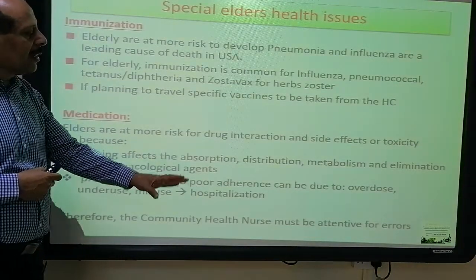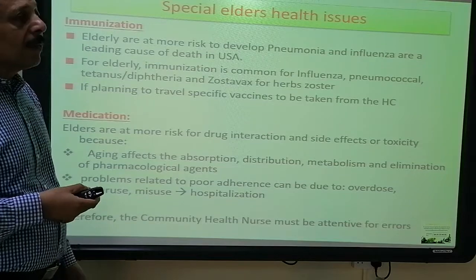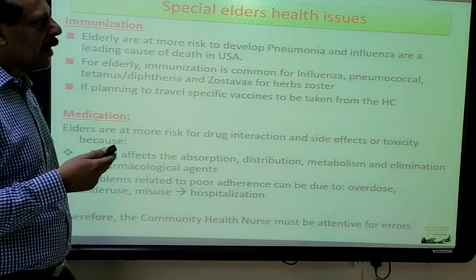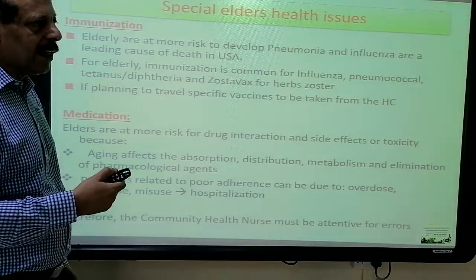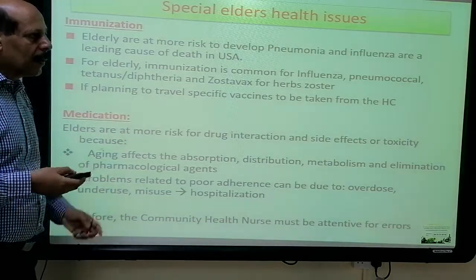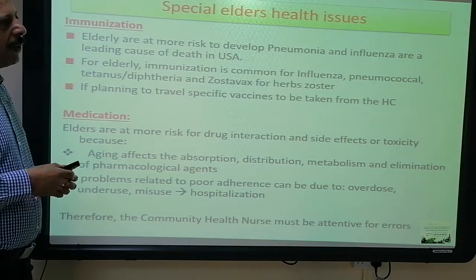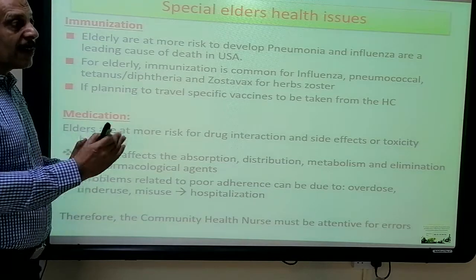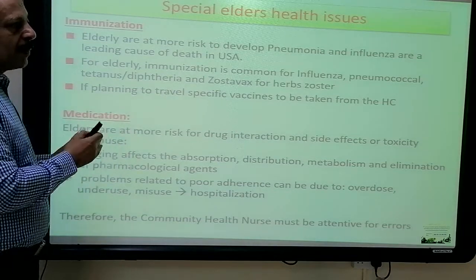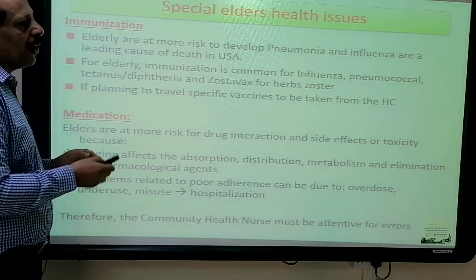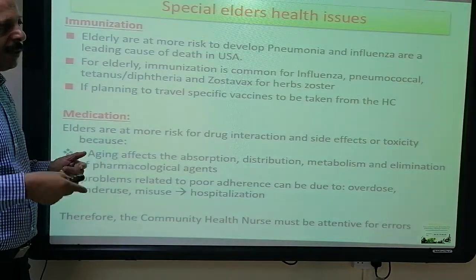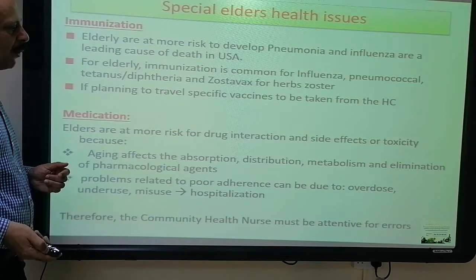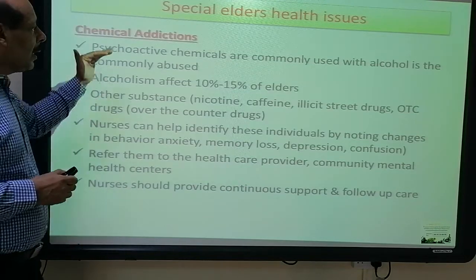Therefore, the community health nurse must be attentive to errors, and she has to refer back and assess what kind of medication they are taking, and review every visit. She has to review what medication they are taking, why this medication is accumulated, why they are having shortage of this medication, because they might take an overdose. Because of that, the medication is finished before its time. Chemical addiction.